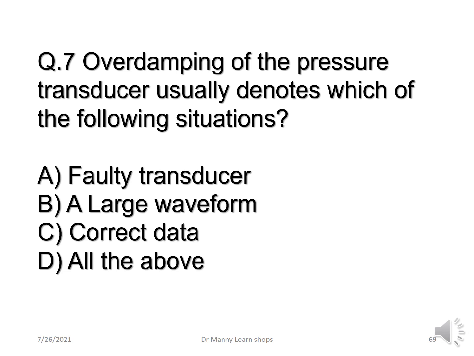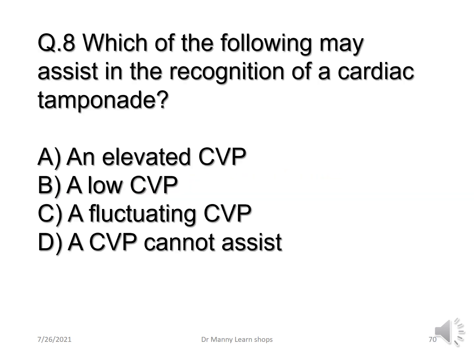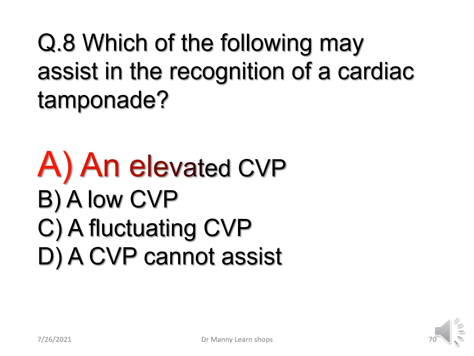Question 7. Overdamping of the pressure transducer usually denotes which of the following situations? A faulty transducer, a large waveform, correct data, all of the above. The correct answer is a faulty transducer. Which of the following may assist in the recognition of a cardiac tamponade? An elevated CVP, a low CVP, a fluctuating CVP, a CVP really can't assist? The correct answer is an elevated CVP.